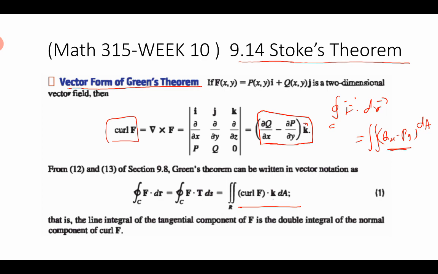When you find curl F dot k vector, this k vector and this k vector become 1, and then you will get Qx minus Py dA. So this is a different version of Green's theorem in terms of curl F. So that's what we are going to get.